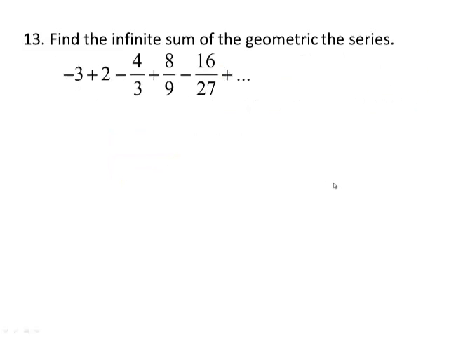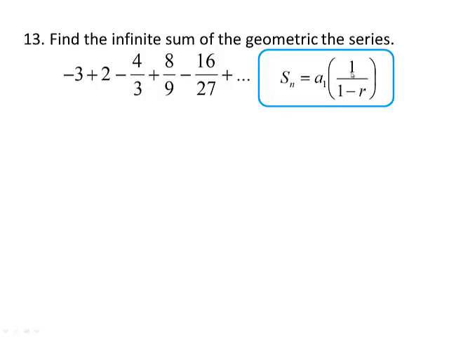Number 13, find the infinite sum of the geometric series. So we're given very little here. We're given the first term, and then we're also given some other terms, so we can find r. And notice the absolute value of these numbers are getting smaller each time, so that means there is going to be an infinite sum. Otherwise, you're not going to be able to find the infinite sum. Like if it was 2, 4, 8, 16, you couldn't find the infinite sum because it will just keep on growing. So since it's an infinite sum, we're going to use this formula right here.